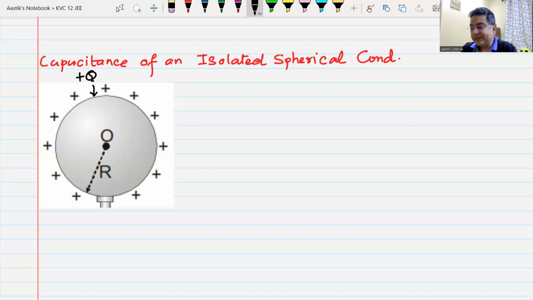So now how will I calculate the capacitance of this conductor? Any idea? No idea. How do I do it? Any idea?